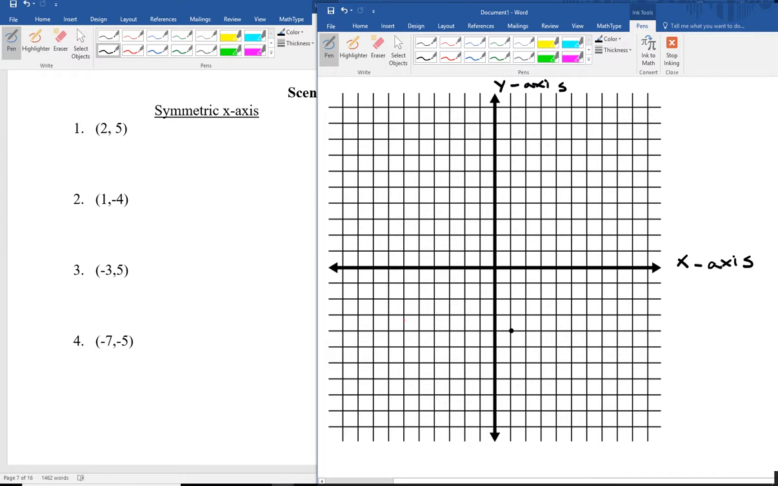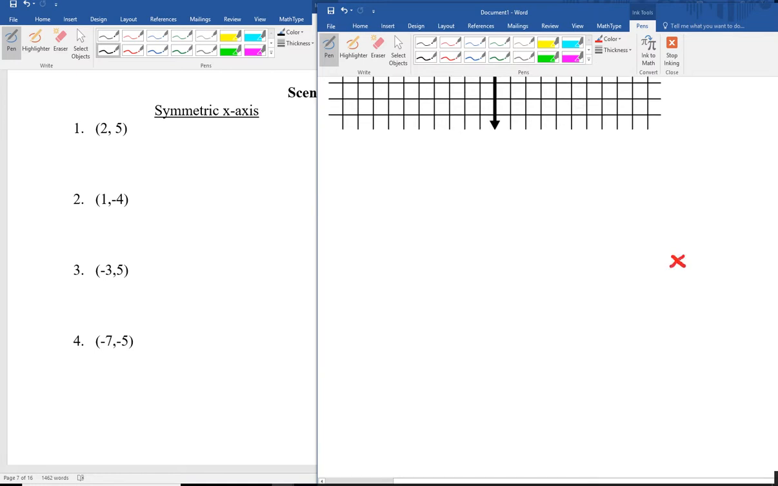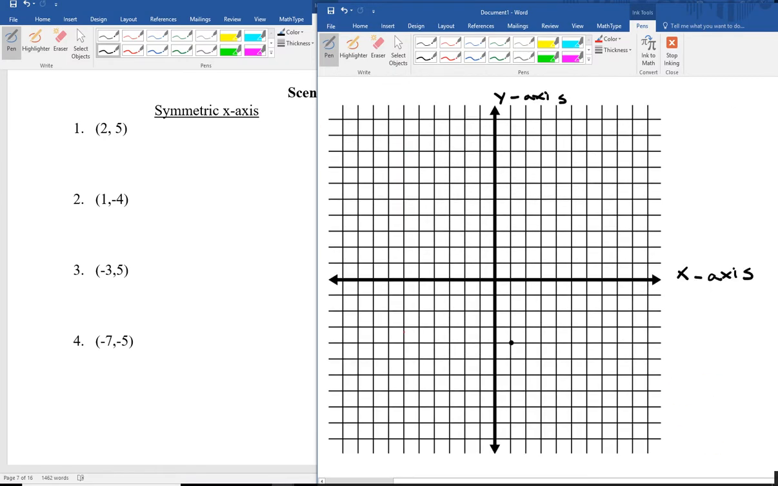If I am doing symmetry over the x-axis, that means it's going to flip over the x-axis here. Whoops, sorry. So since my original point is here, which is 1 negative 4, it's going to flip all the way across.